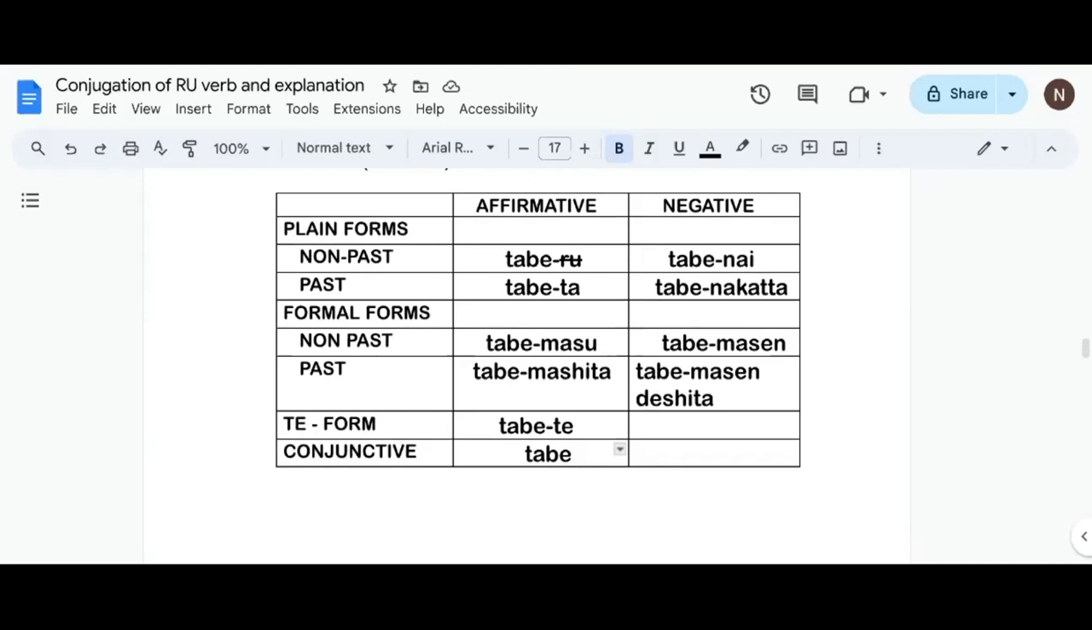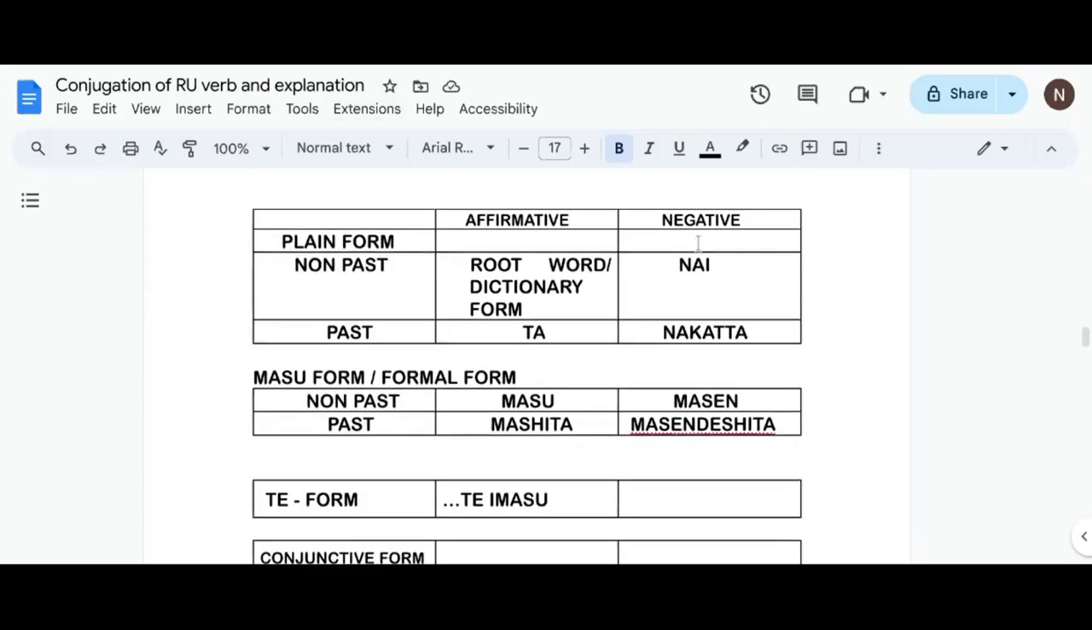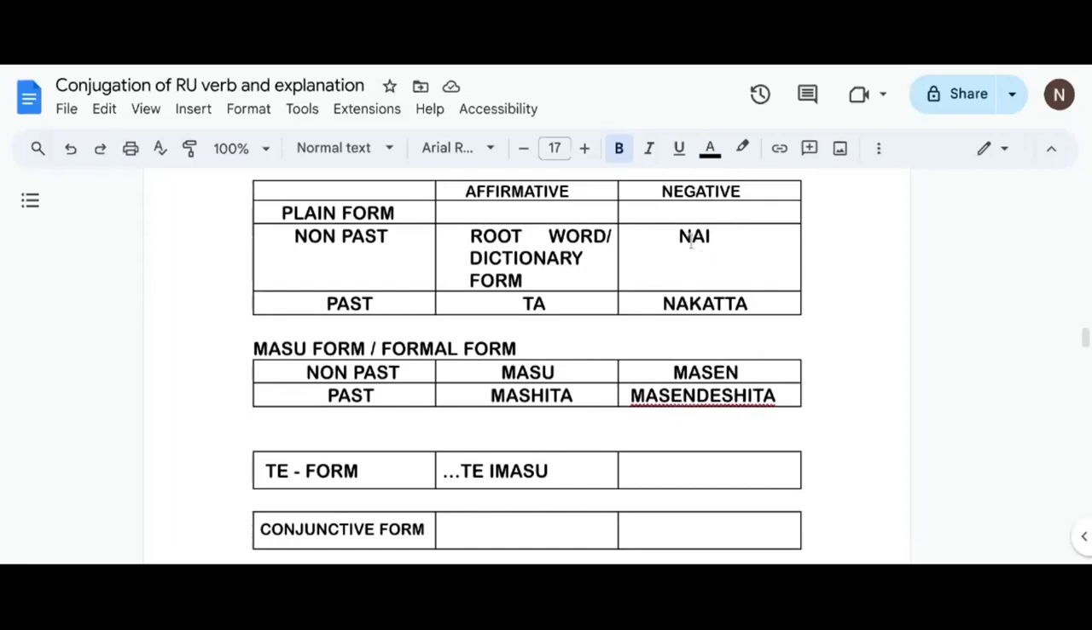Okay? Simple as that. That is your pattern. This one. Negative, nai. For your past, nakata. For your formal form, non-past is your masen. Formal form, past tense, masen deshita. Just drop the ru, okay?